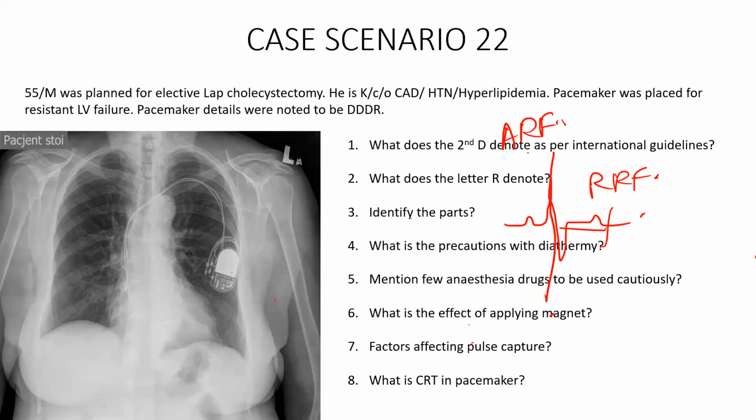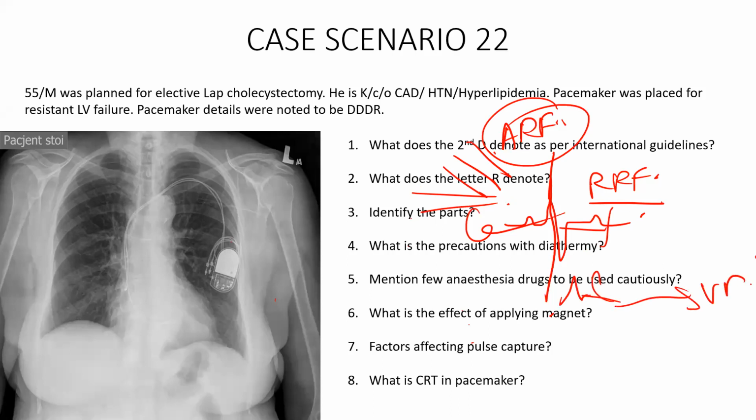So until this period, any extra stimulus coming from above cannot stimulate the heart because it is in the absolute refractory period. Whereas when you come to the relative refractory period, any supramaximal stimulus can stimulate the heart again. So those two stimuli get clubbed and it can result in ventricular fibrillation.